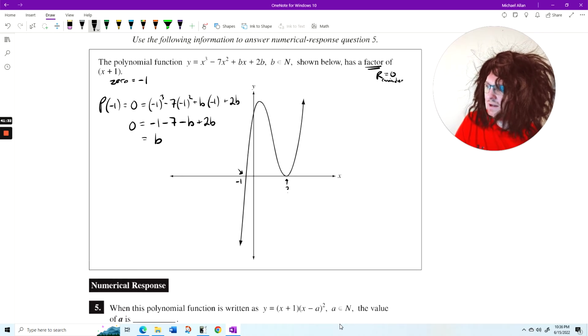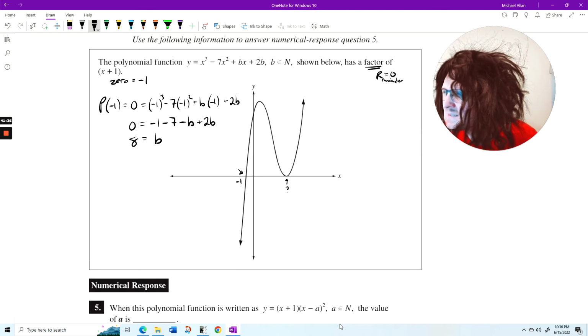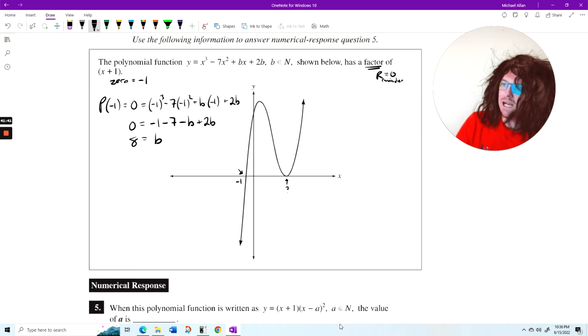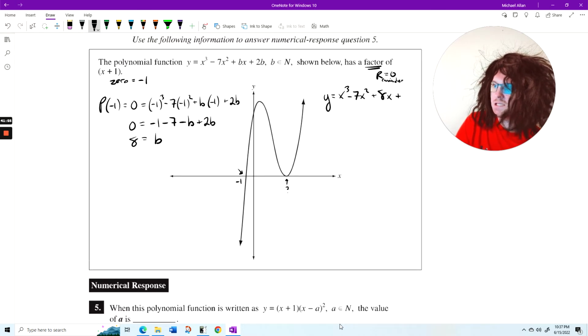I'm going to add over these two things to the other side. Looks like we get 8. So b is equal to 8. Cool. Okay. Now we know what b is. What I can do now is to figure out what my equation is. I'm going to rewrite this now. So b is just 8. So this is going to be negative 7 squared plus 8b plus 16.